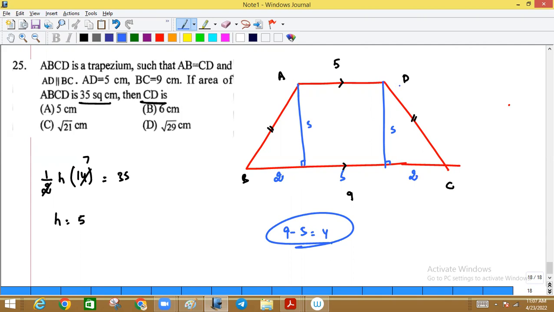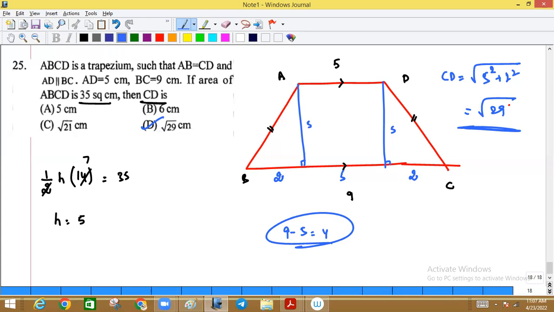And he's asking you CD. CD is equal to the square root of 5 squared plus 2 squared. It is root of 29. Why am I dividing it into two equal parts here? Because it's what kind of a trapezium? Isosceles trapezium. Here angle and here angle, both of them are the same. So CD is equal to the square root of 5 squared plus 2 squared.